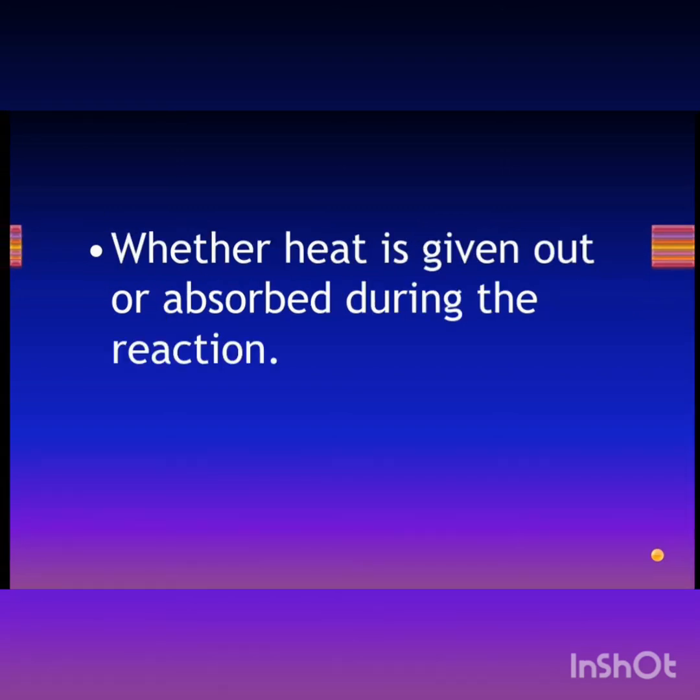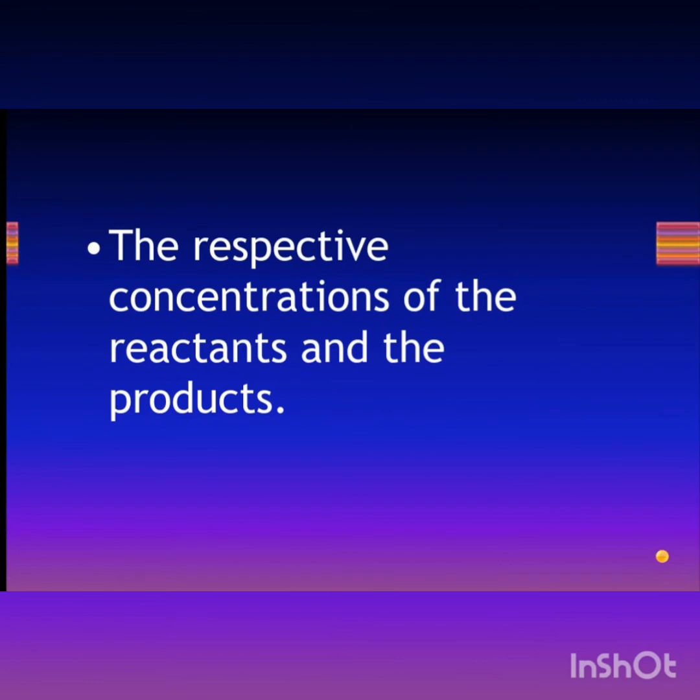A chemical reaction also does not mention whether heat is given out or absorbed during the reaction. So it does not tell you every time whether its equation is an endothermic reaction or an exothermic reaction. The chemical reaction also does not mention the respective concentrations of the reactants and the products. So we are not able to tell what is the concentration of any of the chemicals that is formed or that is used in the reactions. This is one more limitation of a chemical reaction.